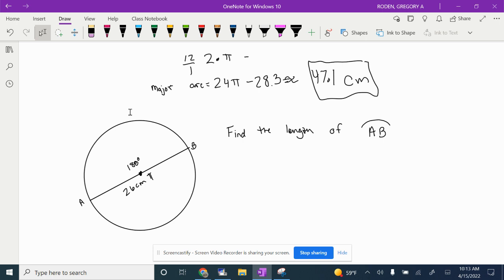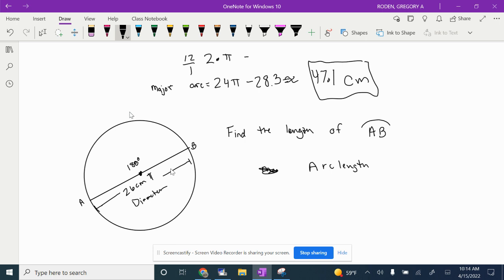Okay, so who can raise their hand and tell me how they did this problem? So we want to find arc length AB. Okay, so we want to find the arc length of AB. How would I do this problem, Tanner? Yeah. 26 is all the way across. It is a diameter. Same thing.